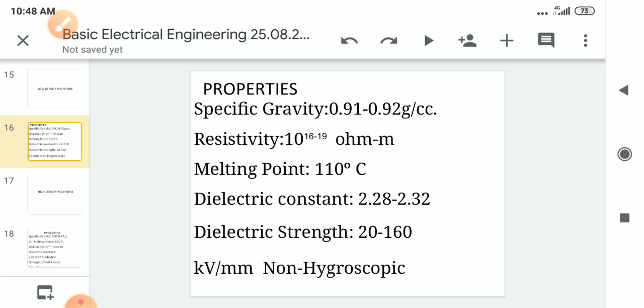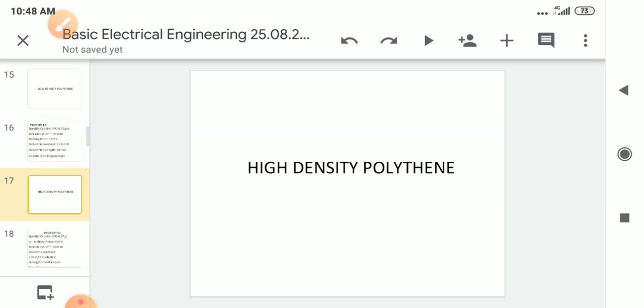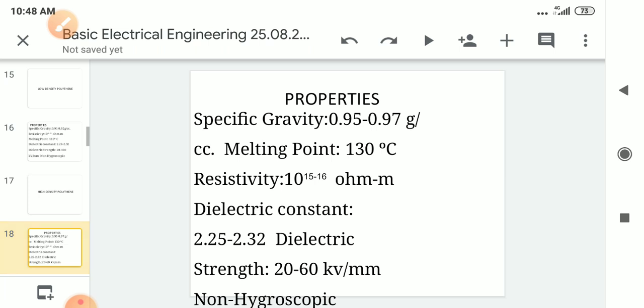So these are the properties for low density polythene. Next, see the high density polythene. What are the properties for this? Specific gravity of this high density polythene is 0.95 to 0.97 g per cc, and its melting point is 130 degrees centigrade.